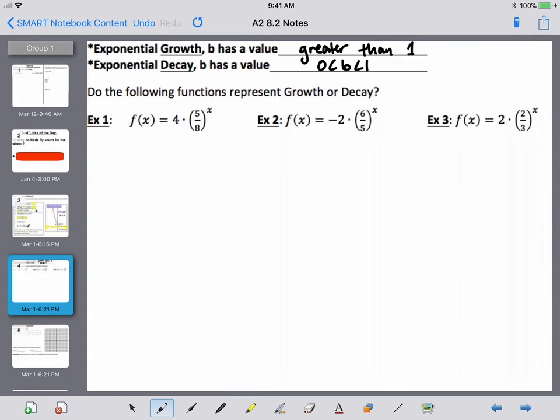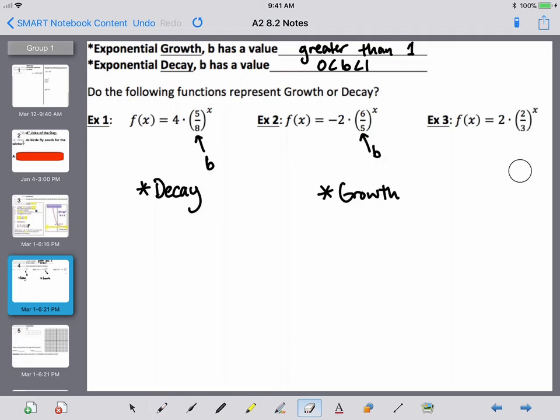Okay, so we're going to just see if these functions do have growth or decay. Notice here our b value is 5/8. Well, 5/8 is between 0 and 1, so this here is exponential decay. In this second function, you notice our b value is 6/5. Well, 6/5 is 1 1/5, which is more than 1, so this is exponential growth.